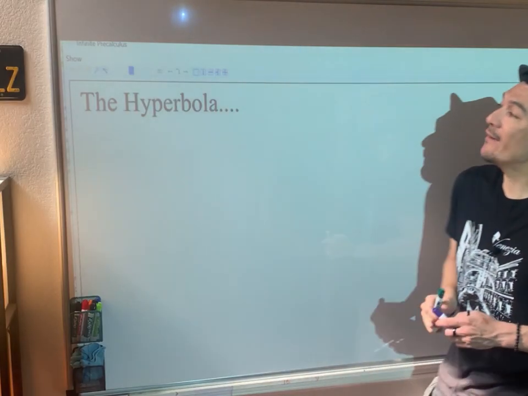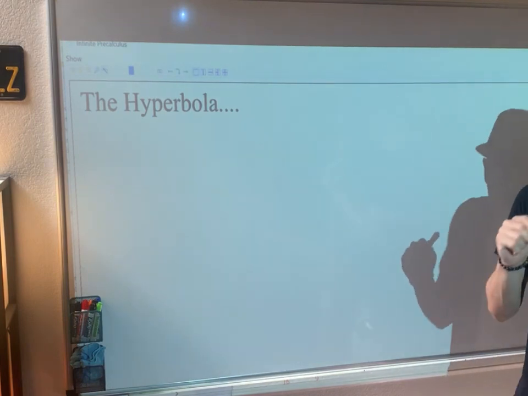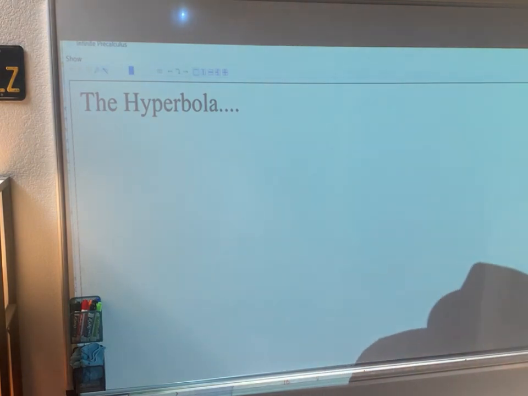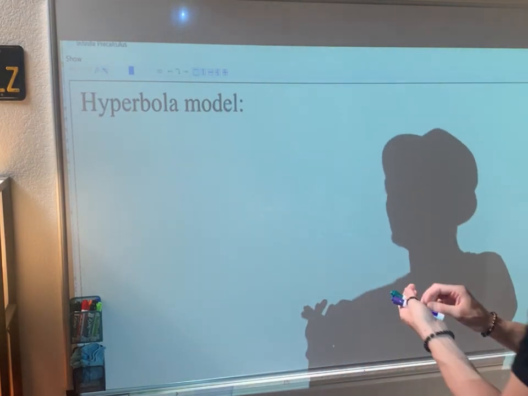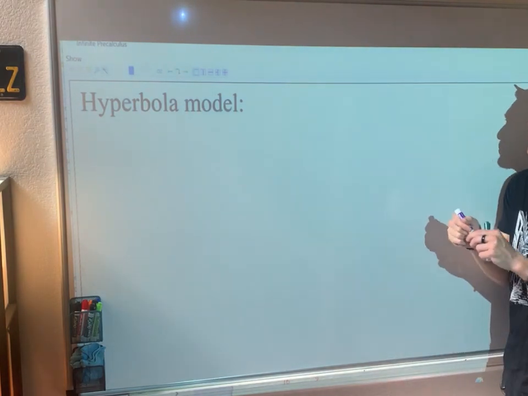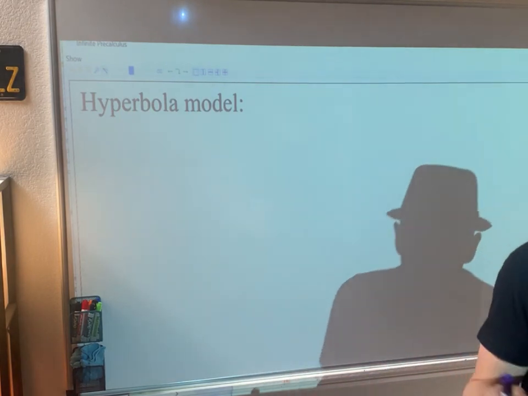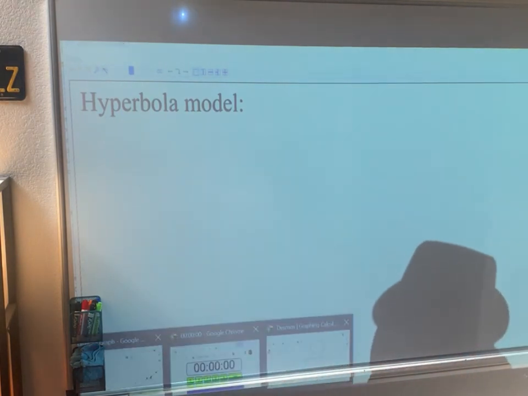So today we have the hyperbola to look at, and why don't we begin with the model of the hyperbola. So why don't we go right here, and let's see if we can draw this. So for a hyperbola, here is what your hyperbolas will look like. Actually, you know what, why don't you go pencils down, and I'll show you on Desmos real quick here.